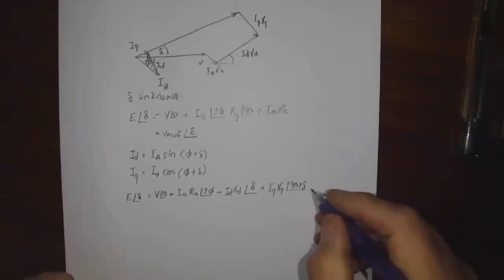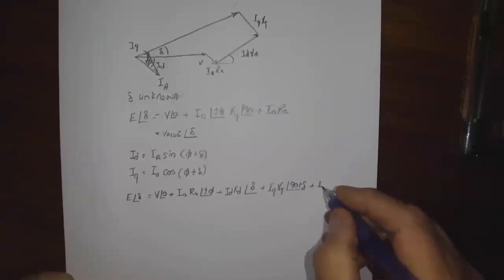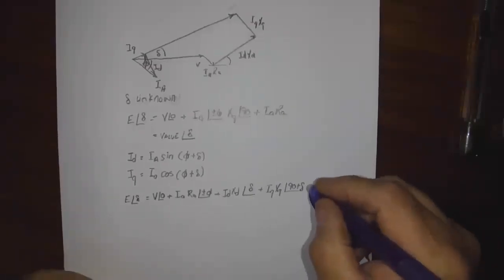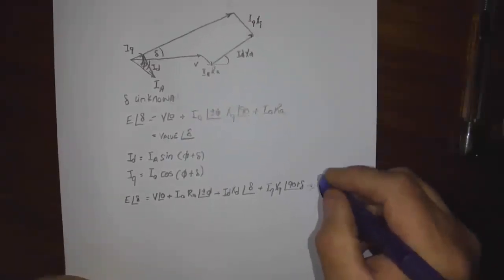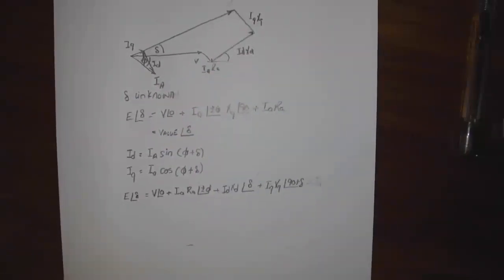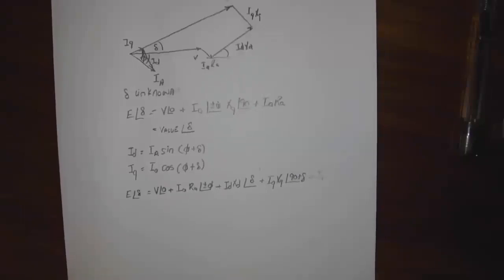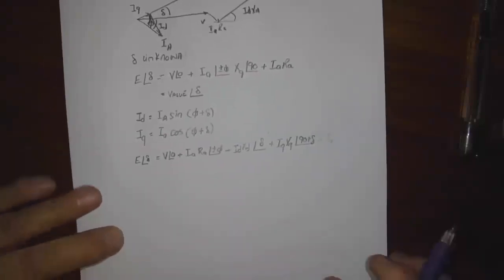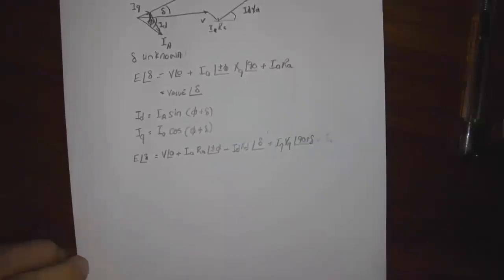Okay, sorry. And plus IA. Oh, I've already added it. Okay. So therefore, now we can determine E. And then once we've got E, we can now start doing something.